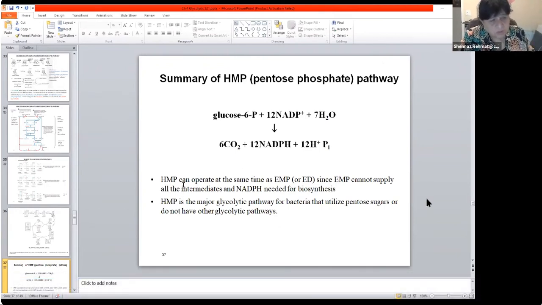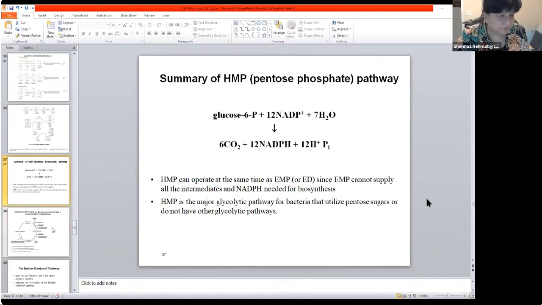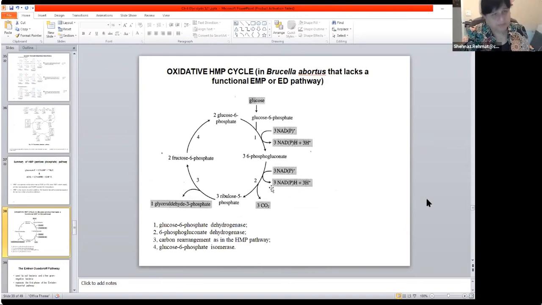So as we said, HMP can operate at the same time as EMP or even ED, since EMP cannot supply all the intermediates, and NADPH generated from this is needed for biosynthesis. HMP is a major glycolytic pathway for bacteria that use pentose sugars or do not have any other glycolytic pathways. They can just run on HMP and they will be happy. So if they are fed only pentose sugars, this will be the major glycolytic pathway that they will use. Now let's look at a modification.